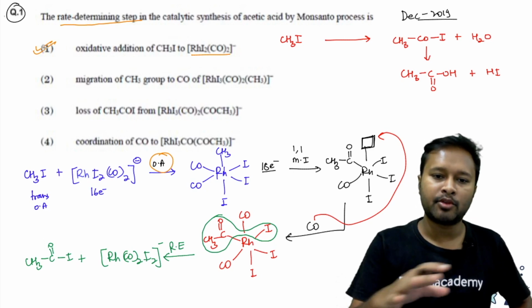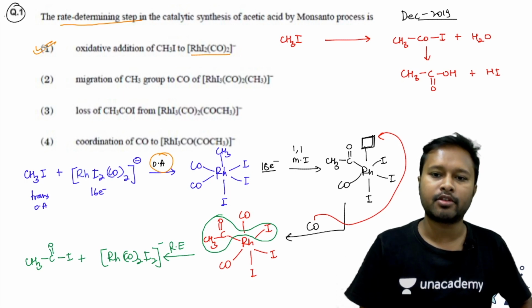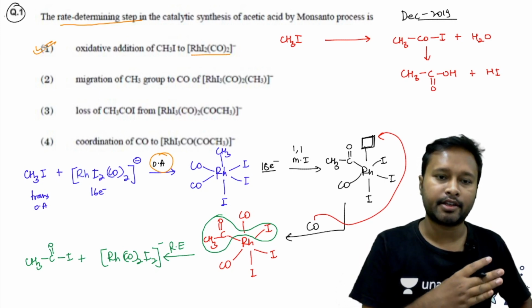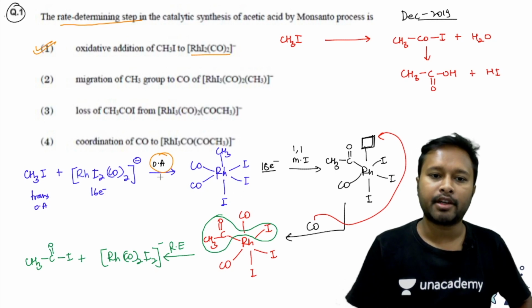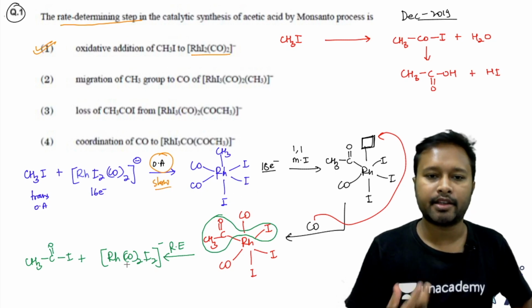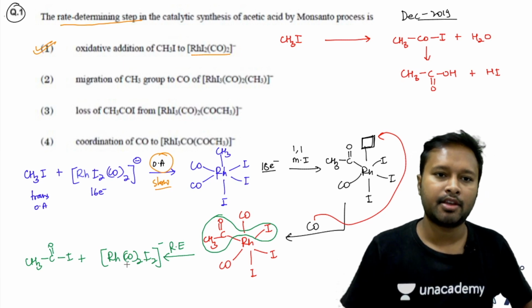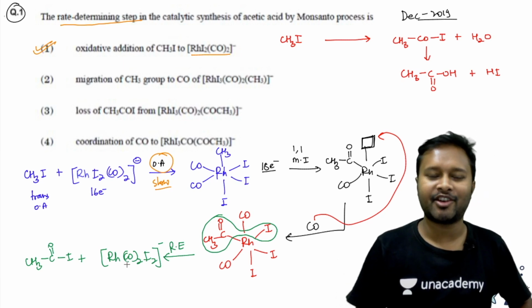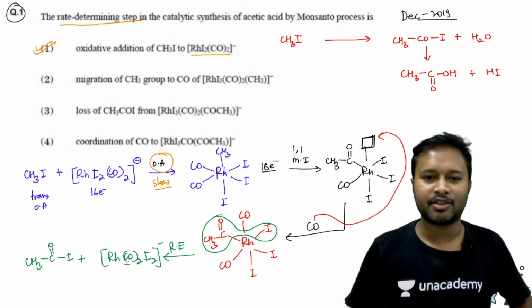Alright, so you should know about the whole Monsanto process, what actually happens, and once you know that, you should be able to find out which is the rate determining step and which is not. This is the slowest step, okay? The rest of the steps are faster and they are not rate determining steps. So this is how this question has to be done. Alright, now let's take the next question.